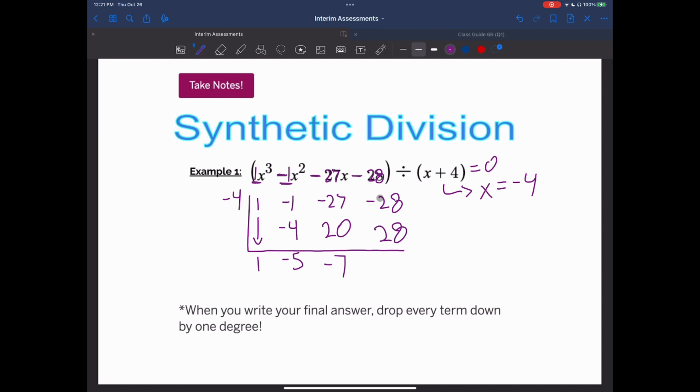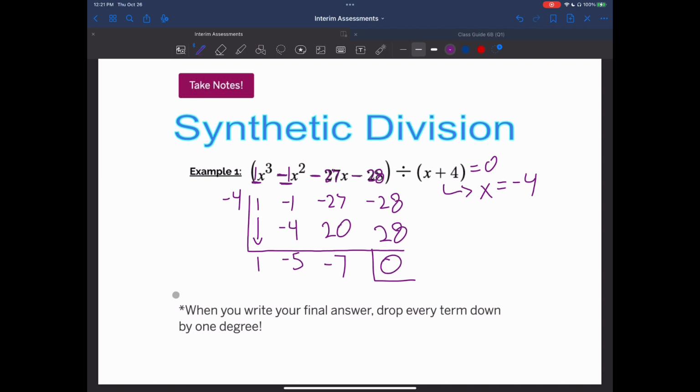And then I add straight down, and here I've got a negative 28 plus a positive 28, which is going to give me 0. And what I want you to do is whatever number you end up with right here, in this case it was 0, box it off in the end like that. That number is always going to be your remainder.